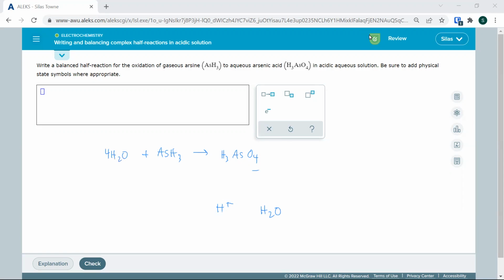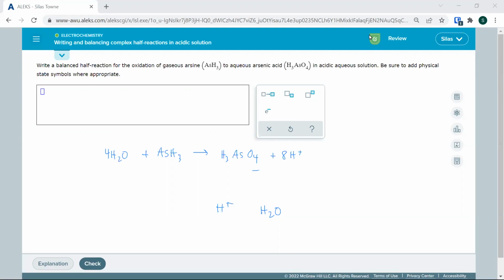Now we've got oxygens balanced, but we don't have hydrogens balanced. There's 8 more on this side, so we're going to add 8 hydrogen ions on that side. So now we're balanced, but now we've got to think about charge, right? That's another part of this.